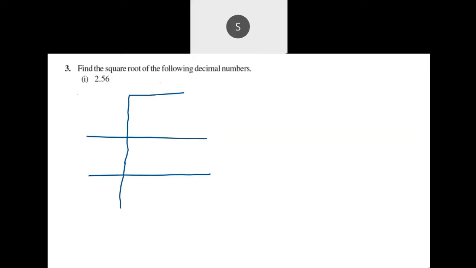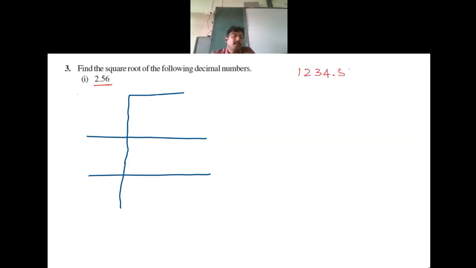Now look at that, it is a decimal. 1.6, sir. 1.6 is the right answer, but how do we solve it? Sir, in decimals, you have to go from left to right, from the point to the end. The nearest square is 1, sir. We have to take the square root of 256, sir.